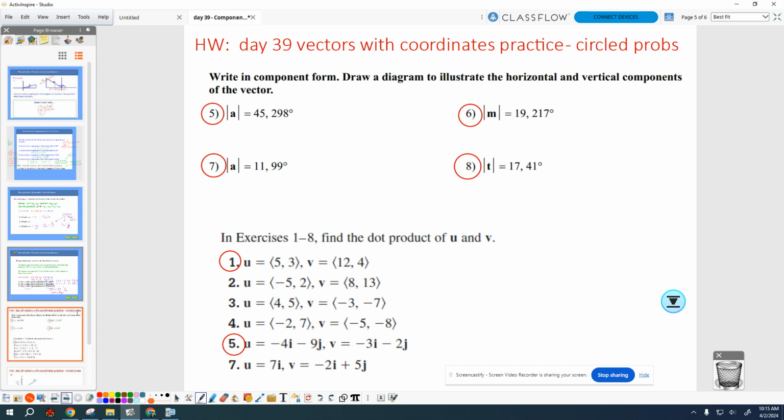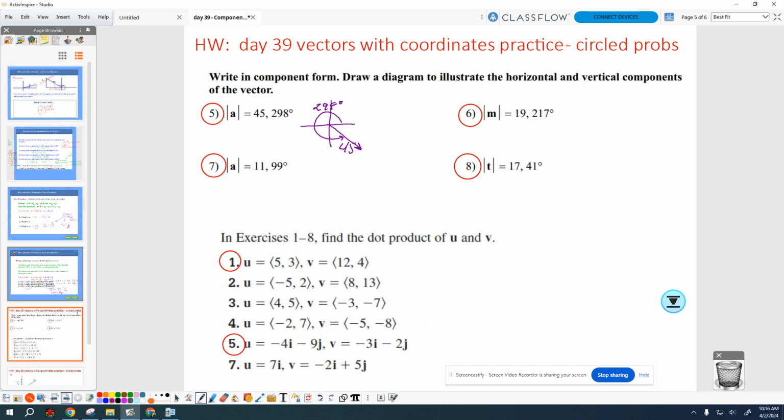So this is going back to like 25 minutes ago. 298 degrees. What quadrant does that take me to? Four? Yes. So we went 90 degrees, 180 degrees, 270. Stop. So that's 298 degrees. The magnitude, the length of my vector, is 45.